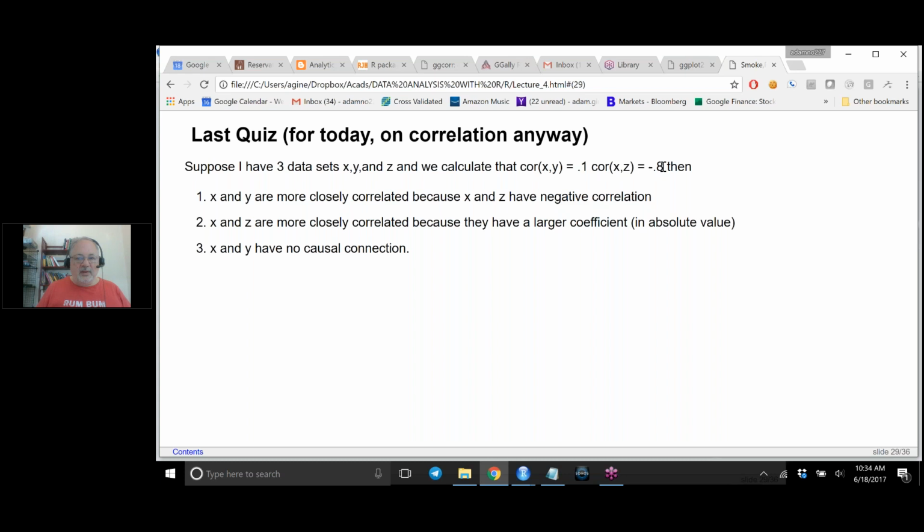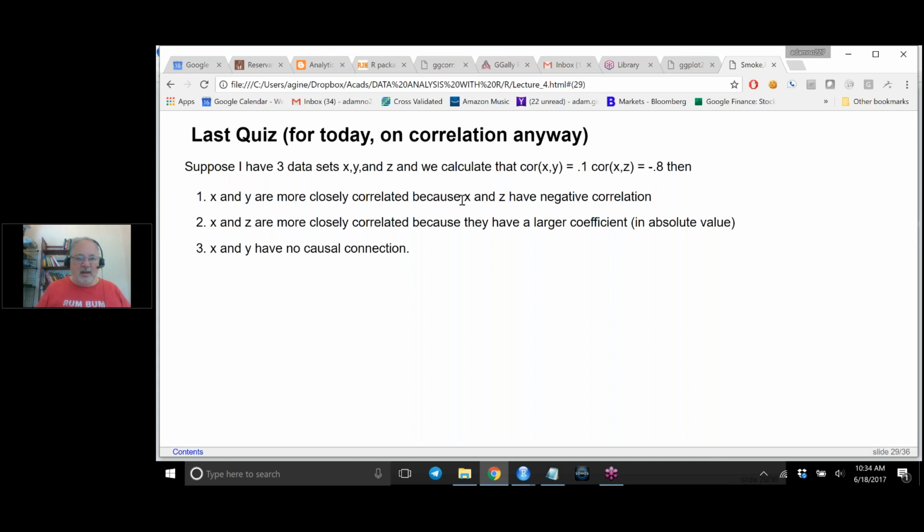Correlation of X and Z being -0.8 means that they are very closely connected. There's a strong linear relationship. It's just that when X goes up, Z goes down. When X goes down, Z goes up. So "X and Y are more closely correlated because X and Z have negative correlation" — I say that's not true.